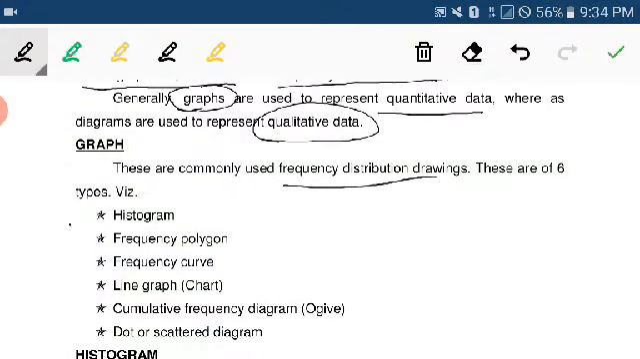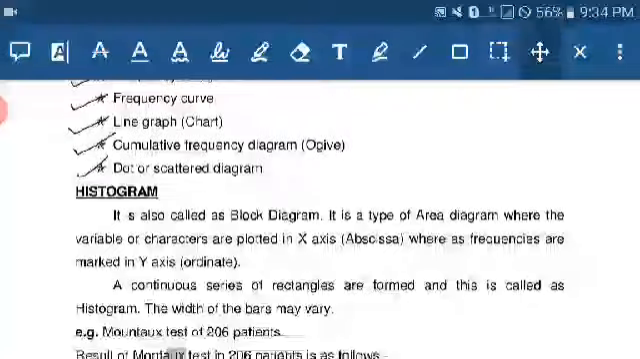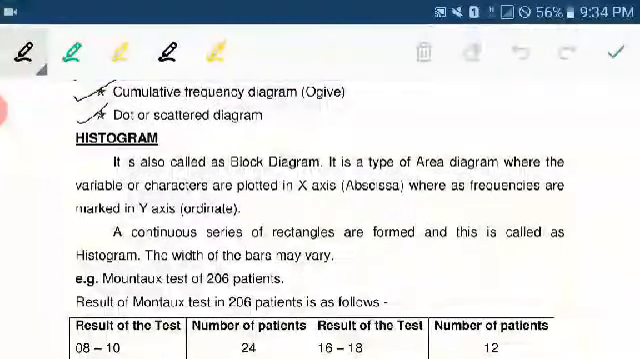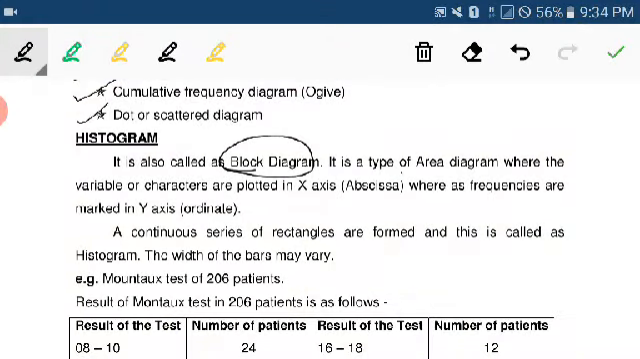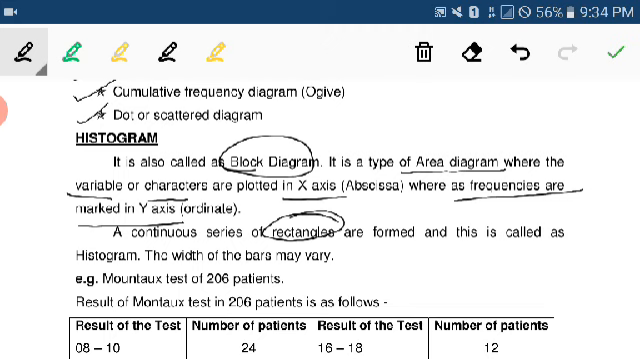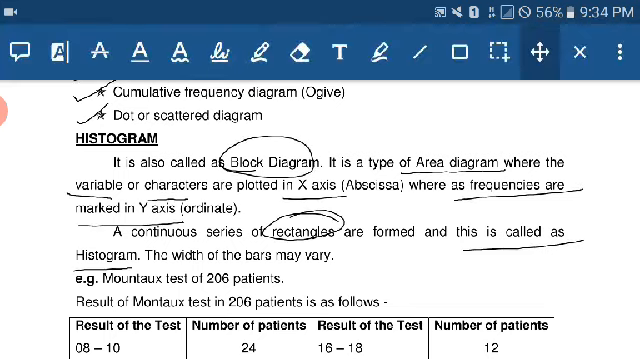These are of six types: histogram, frequency polygon, frequency curve, line graph, cumulative frequency diagram, and dot or scatter diagram. Histogram is also called a block diagram. It is a type of area diagram where the variable or characters are plotted on the x-axis, whereas the frequencies are marked on the y-axis. A continuous series of rectangles is formed, so this is called a histogram. The width of the bars may vary.